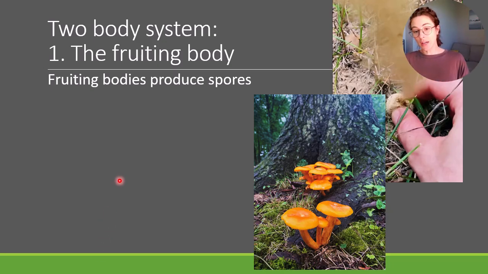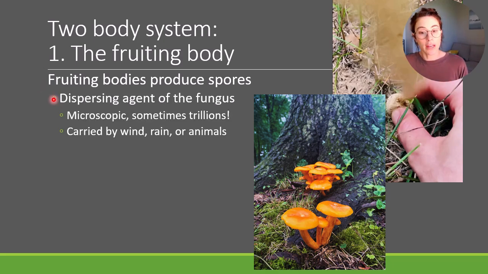So other things I want you to know about fungi is that they exist within a two-body system. So we exist in a one-body system where we reproduce and consume all in the same package. Fungi do this in two separate packages. The first body is the fruiting body. This is the body that produces the spores. Now, spores are the dispersal agent of the fungus. This is how they get around, and this is one of the ways that they get around.